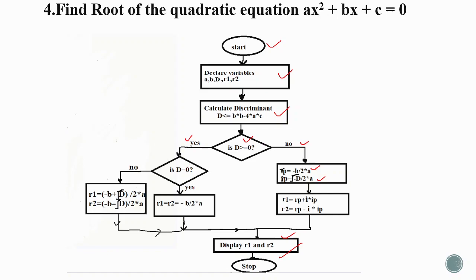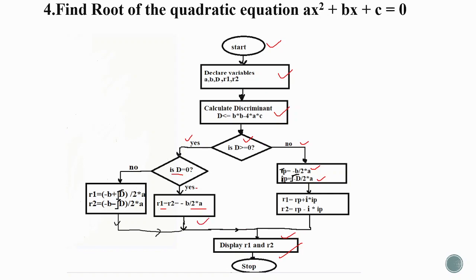So we check whether d is equal to 0. If yes, we know that there is a single root, and the value of that root is r1 is equal to r2 is equal to minus b by 2 into a. This is the root, and we can move to display r1 and r2 and stop.